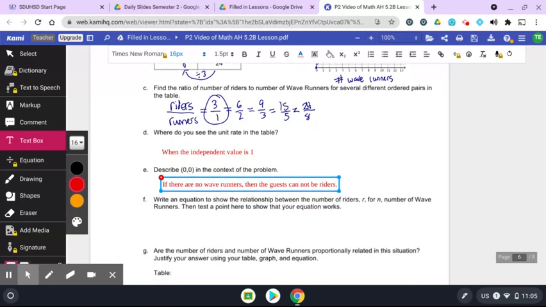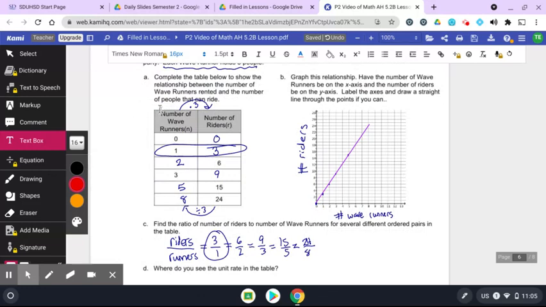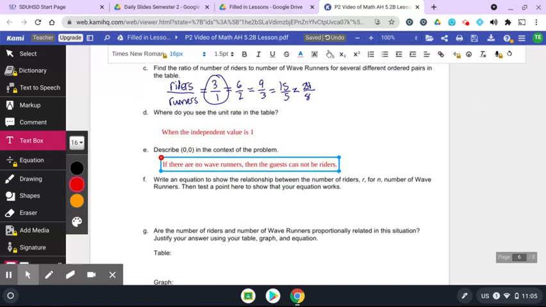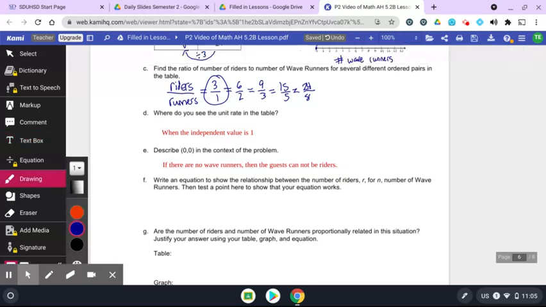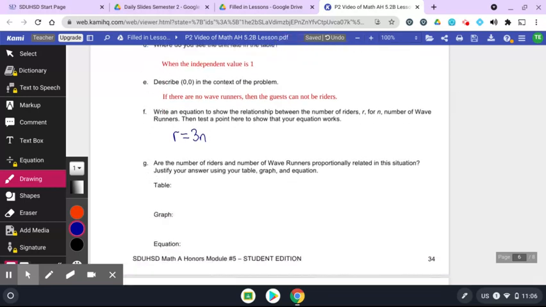Okay, so we see that when we are at the number of Wave Runners, we multiply by 3 to get the riders. So here it says our riders is R and our number of Wave Runners is N. So R is equal to 3 times N. We built an equation.